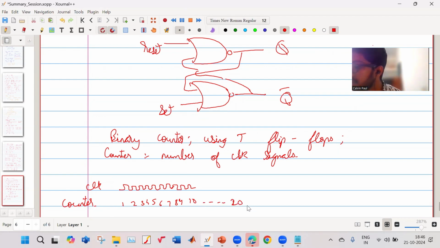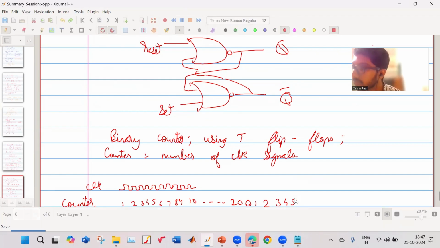Suppose it reaches 20. Then I want it to stop. Then I make it go back to 0. Then again we count 1, 2, 3, 4, 5. So all these provisions should be there in the counter: the ability to reset it, the ability to count, and the ability to store that value. It will be stored as a digital value, and then we can access it and find out what the value in the counter is.